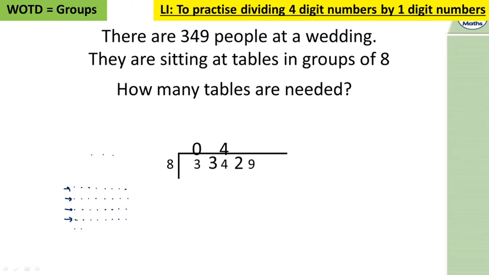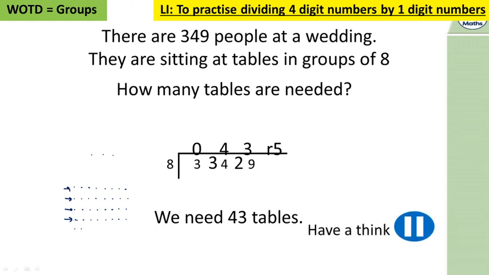So exchange our 2 tens for 20 ones. Now we're seeing how many 8s you can get from 29. So if we go through our 8s, we've got 8, 16, 24, 32. 32 is too big, so it has to be 8, 16, 24, 3 lots of 8. We had 29, but we used 24. So if we do 29 take away 24, we get 5 left over. So we need 43 tables.